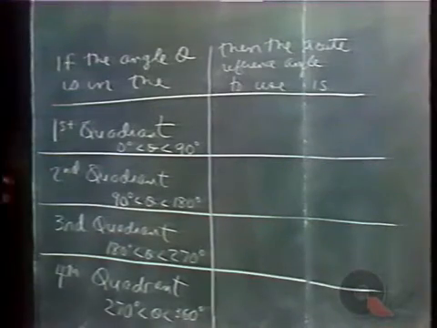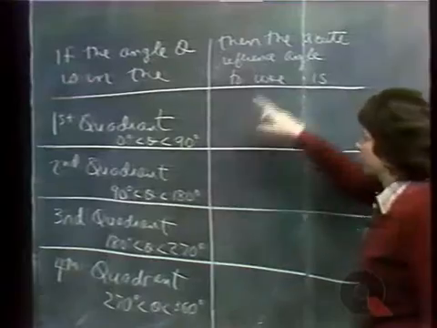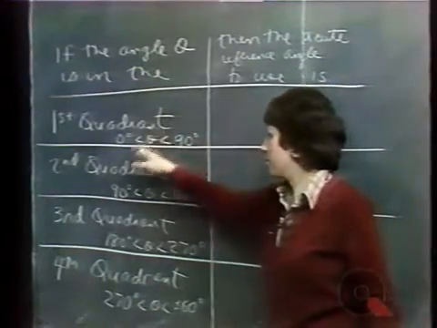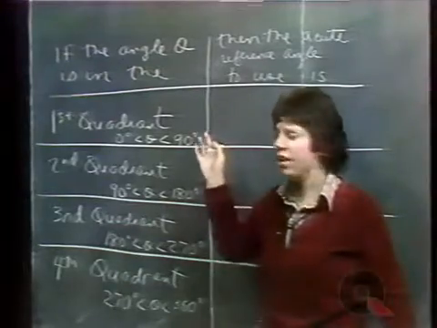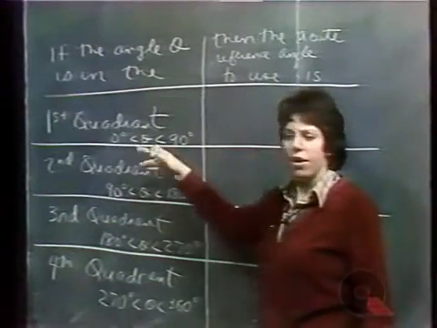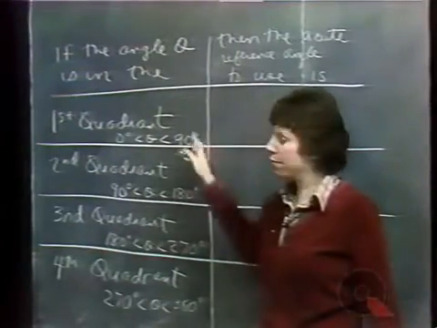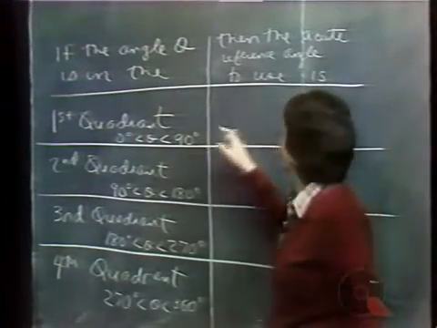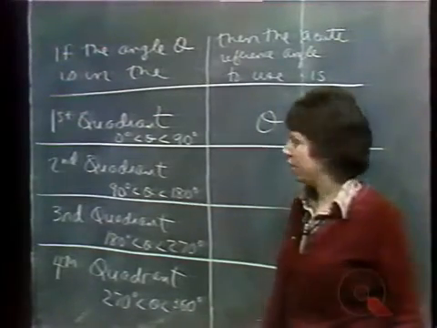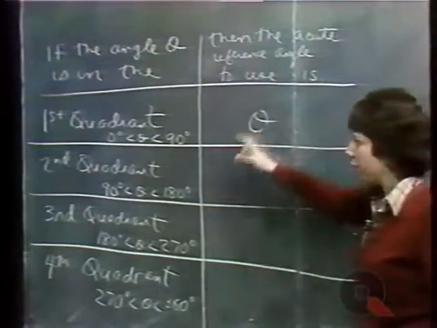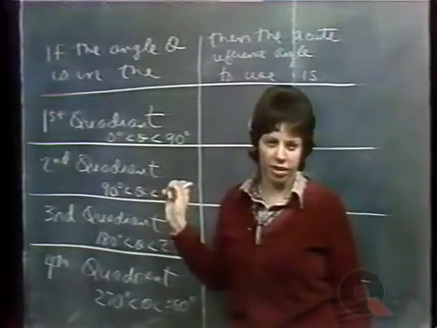Okay, now, let's draw a picture. If the angle theta is in the first quadrant, that is between 0 and 90 degrees, and you're interested in finding trig functions, say sine, of this angle theta, if you were using a table of trig functions, you would be able to find it directly from the table because theta itself is an acute angle. Okay, so you would just use theta. You would look that up in the table directly.